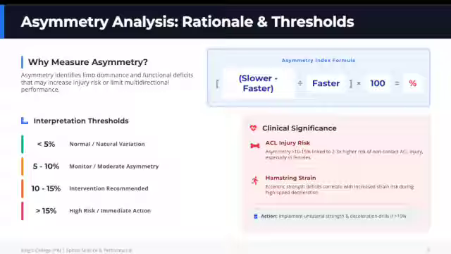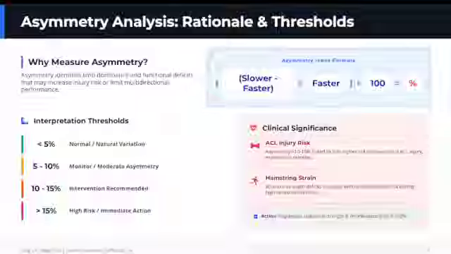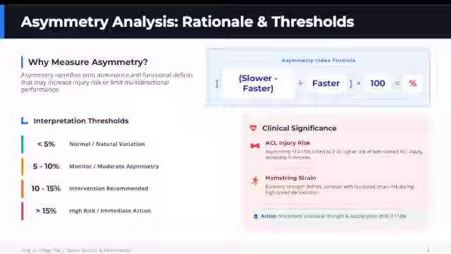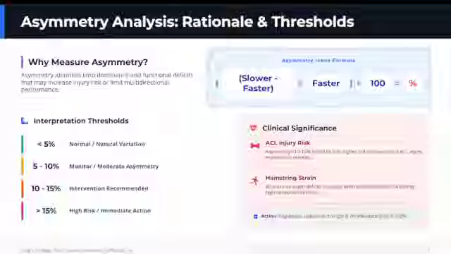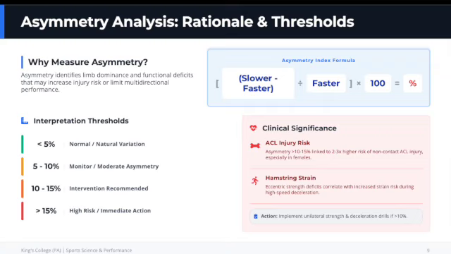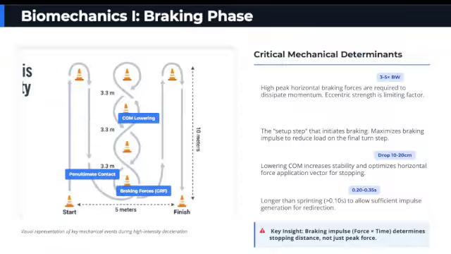What's the clinical significance? An asymmetry of more than 10 to 15% is linked to 2 to 3 times higher risk of non-contact ACL injury, especially in females, and hamstring strain. Eccentric strength deficit correlates with increased strain risk during high speed deceleration. What actions should be taken? Implement unilateral strength and deceleration drills if more than 10%.